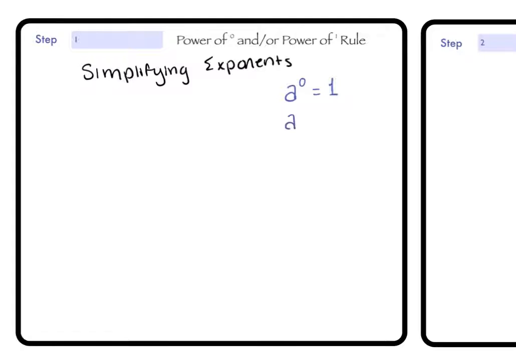And then your power of 1 rule just says that if I have a one time, I just have a. That one's pretty self-explanatory, so make sure that you're not mixing them up. I have a lot of people trying to change this exponent to 1, and that just is not going to work. The entire thing turns to 1.